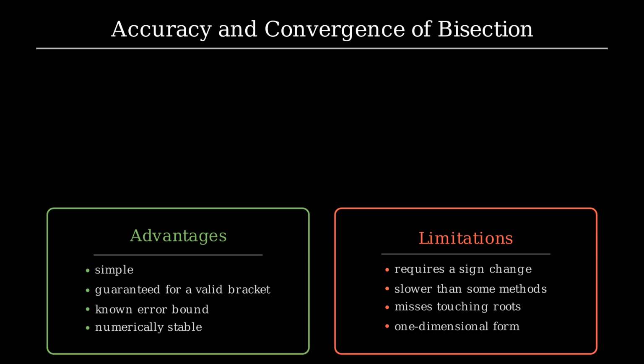Its main disadvantage is speed, and it requires a sign-changing bracket. It can also miss an even multiplicity root, where the graph touches the axis without crossing it.